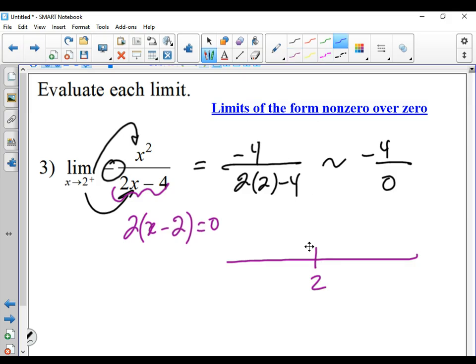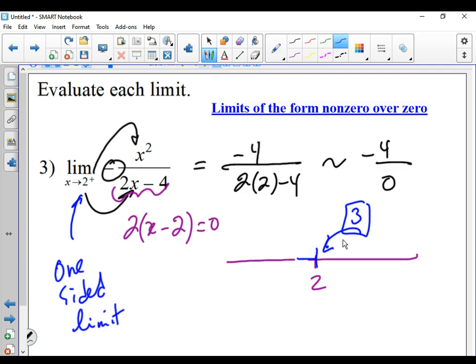So what are we going to do now? We're going to pick a number immediately next to 2. Actually, we don't have to do the left because x is approaching 2 from the right. So this is a one-sided limit. We only have to investigate the limit as x is approaching 2 from the right. So from the right, this way. We only have to pick a number immediately to the right of 2, which is a 3.